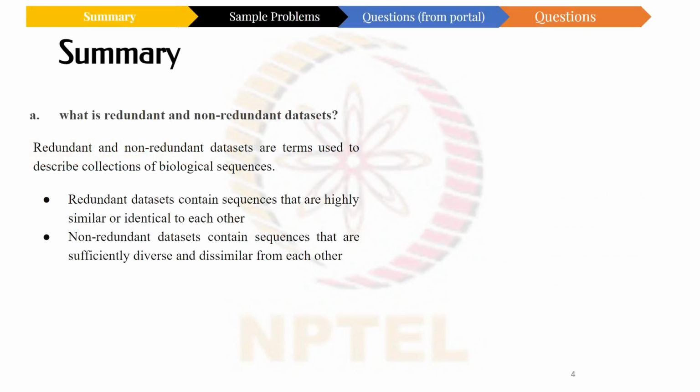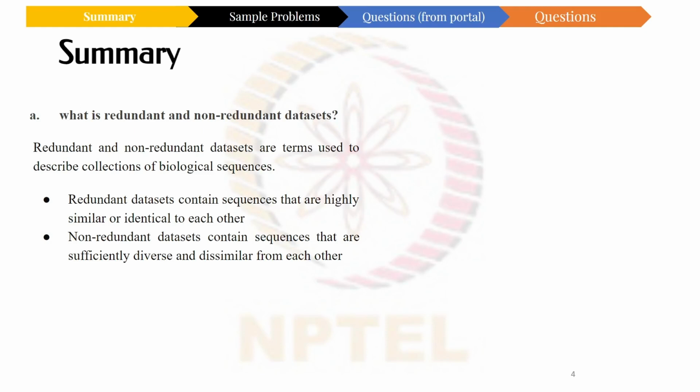So in bioinformatics, redundant and non-redundant datasets are terms used to describe the collection of biological sequences. Biological sequences are nothing but the collection of proteins or nucleic acids. The name redundant and non-redundant is given based on their sequence similarity to each other. Redundant datasets contain sequences that are highly similar or identical to each other. These redundant datasets often include multiple copies of the same protein or sequences that share a high degree of identity among themselves.